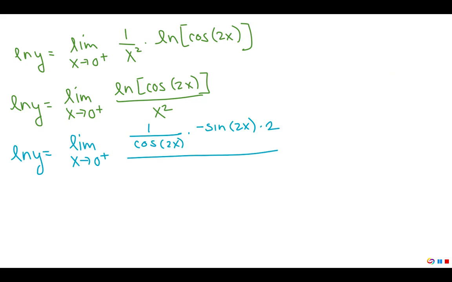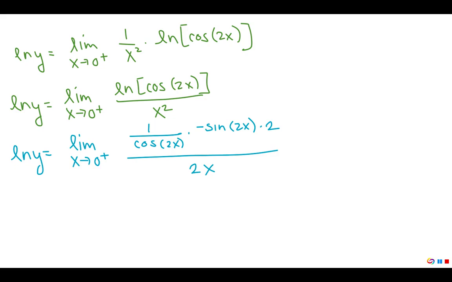So derivative of the top, well, we're going to have to use a lot of chain rule there. We've got natural log, that's my outermost function, of cosine of 2x. So that's going to give me the 1 over cosine of 2x. That's my derivative of the natural log. And then the next function is a cosine. Derivative of cosine is negative sine, so negative sine of 2x. And then finally, inside that is a 2x. Derivative of 2x is 2. And then derivative of the bottom, derivative of x squared is just 2x.